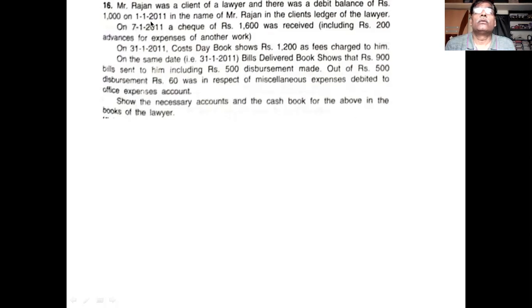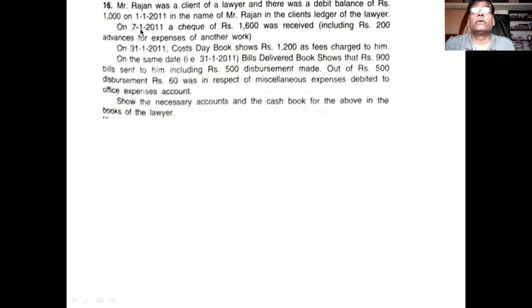And on 1/1/2011, in the name of Mr. Rajan in the client ledger of the lawyer, this is the first point. This is nothing but the opening balance of the Rajan account in the lawyer's books, 1000. This is the debit balance. You have to take it on the debit side.